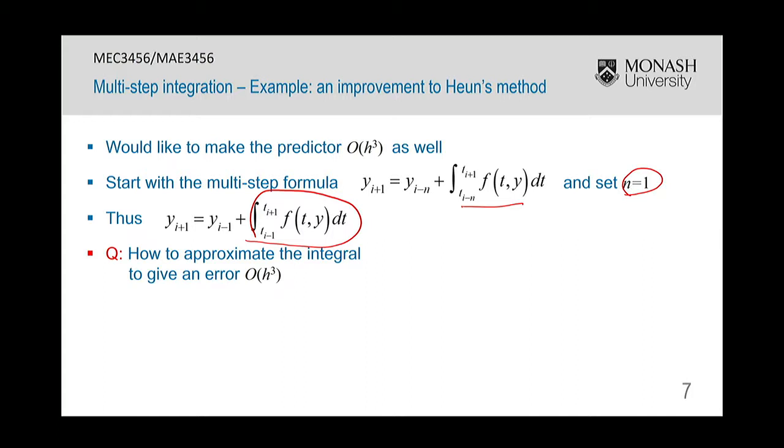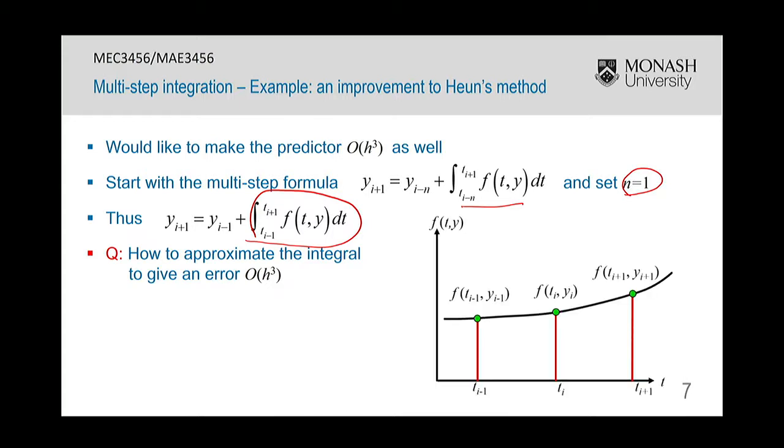And not only give us an error that's order h cubed, we have to be able to use information that we've already got, because it's the predictor step. So this is what we've got. We know t_{i-1}, we know t_i. We're trying to find the value at t_{i+1}. We're trying to make a predictor of it. We know this function value, we know this function value, but we don't know that function value.